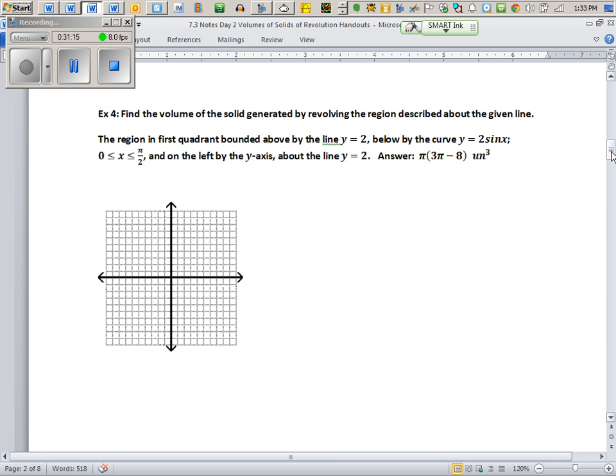Let's search the paragraph first for the line that we're going to rotate around. So if you read carefully on this, it talks about a region bounded above by this and below by that, and between 0 and pi over 2, and on the left it's got the y-axis, and then right here, about the line y equals 2. That's very important. That's our rotation line. So let's draw that in right away.